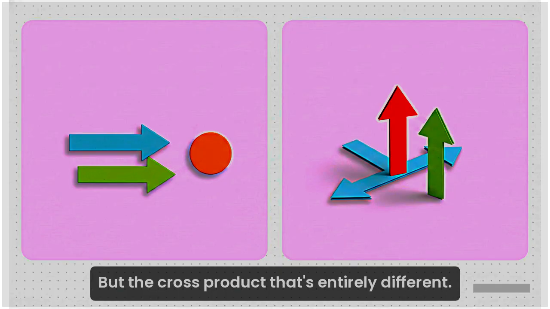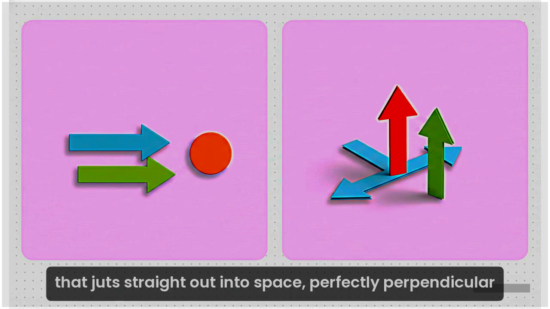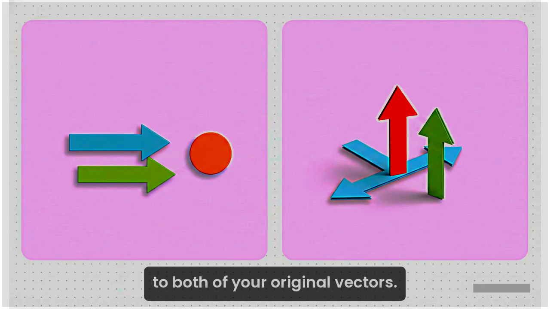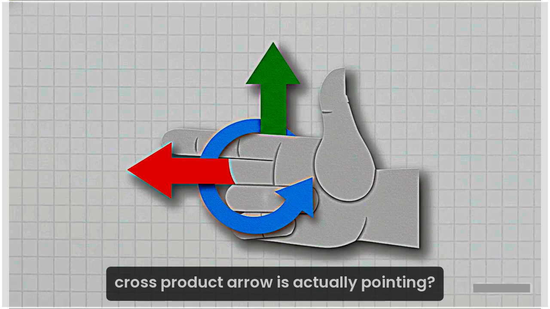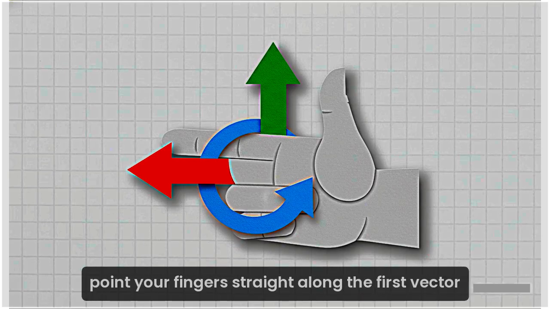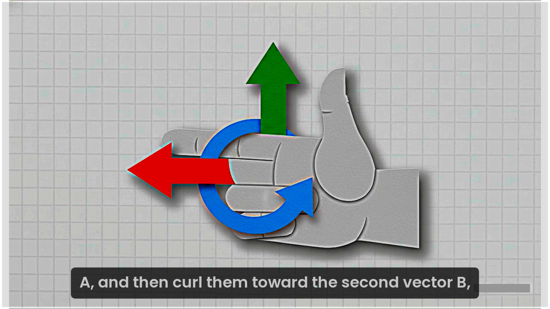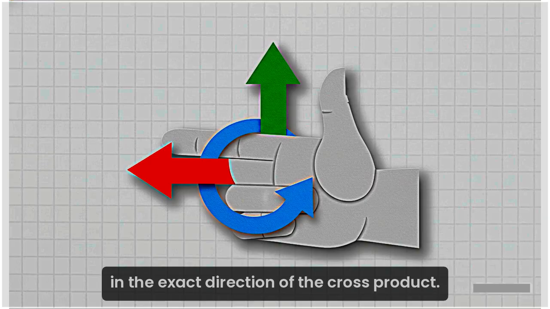But the cross product? That's entirely different. It creates a brand new physical 3D arrow that juts straight out into space, perfectly perpendicular to both of your original vectors. So how do you know where that new cross-product arrow is actually pointing? We use the right-hand rule. If you physically take your right hand, point your fingers straight along the first vector, A, and then curl them toward the second vector, B, your thumb naturally points in the exact direction of the cross product.